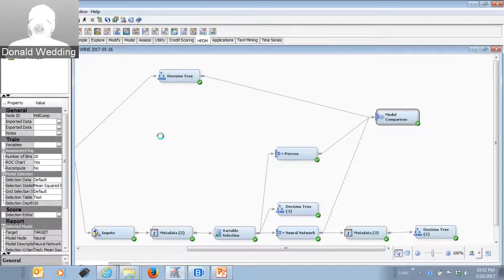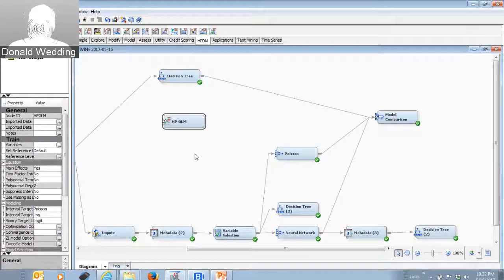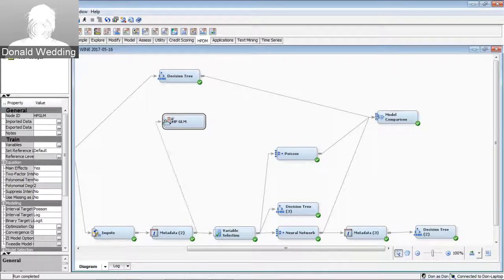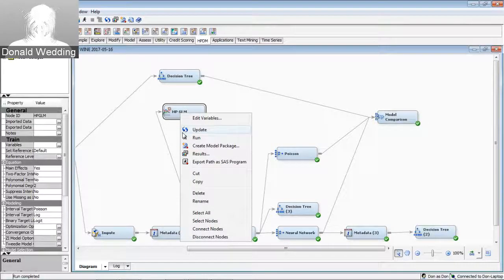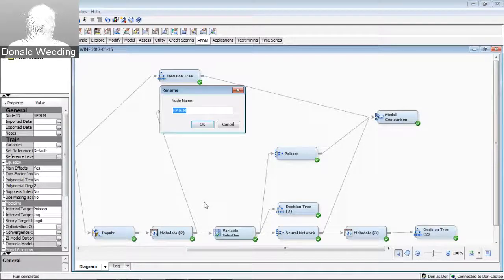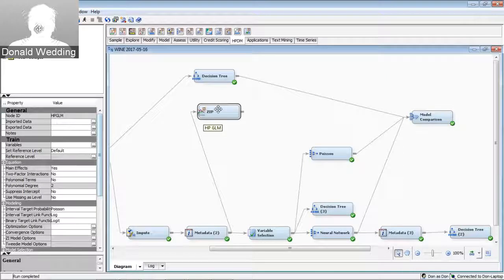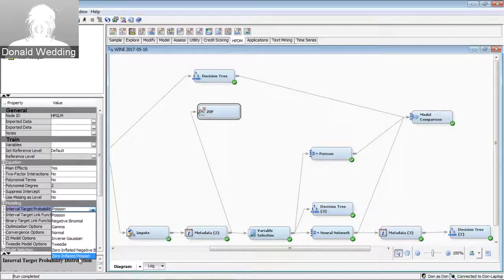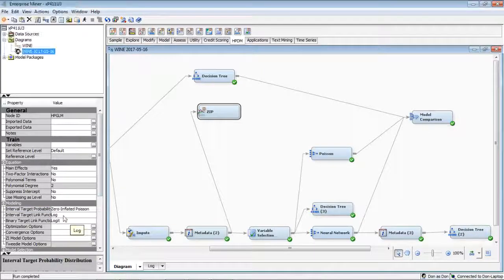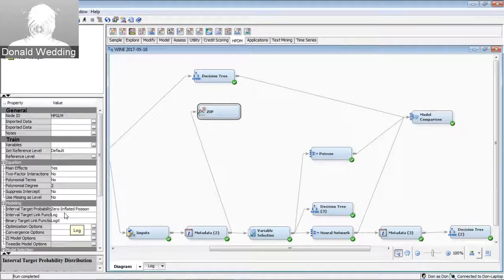You click on this. This wasn't here when I was a kid. Okay, so you guys got something new. And if you click on this guy, he's a generalized linear model. Let's rename this guy and we'll call him Zip Model. Now he's just a regression node, and we can make him a zip model, zero inflated Poisson. With an interval target, I think you leave the link function as log, and you make it zero inflated Poisson.